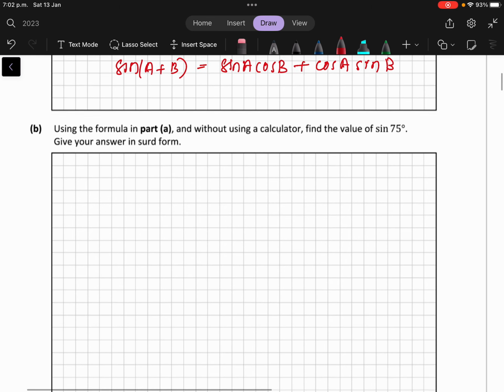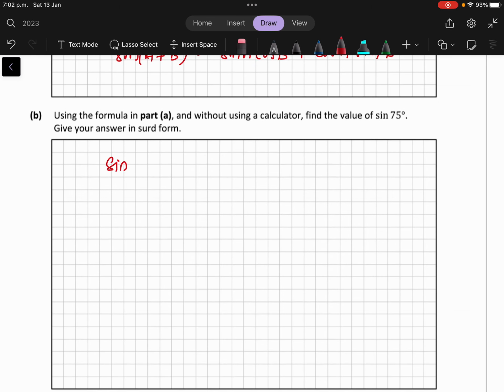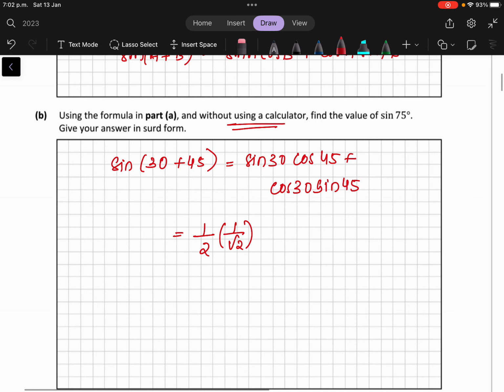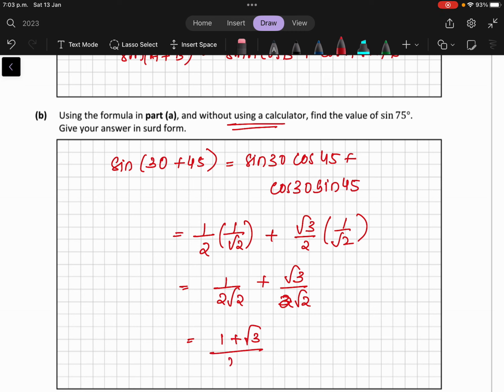Okay, use the formula, without using the calculator, to find the value of sin 75. You have to show the working. So sin 75 can be written as sin(30 + 45), which is equal to sin 30 cos 45 plus cos 30 sin 45. You can find these using the formula book. So 1/2 times 1/√2 plus √3/2 times 1/√2, that's equal to 1/(2√2) plus √3/(2√2), which is equal to (1 + √3)/(2√2).